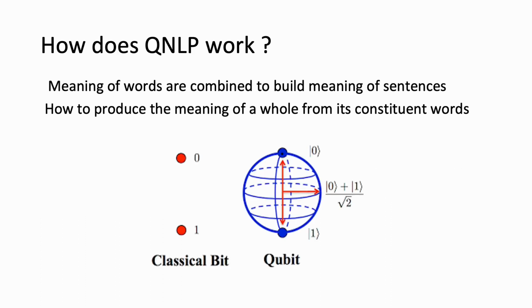So, how does QNLP even work? We know that the meanings of words are combined to build the meaning of sentences, but how do we produce the meaning of the whole from its constituent words? I initially explained the difference between classic bits and qubits. Now consider the example of the word bank. The word bank has two meanings. It can be a river bank or it can be a bank where all the financial activities happen. In classic bits, we will need different combinations for these two different meanings. But in quantum computing, we have a qubit which can hold all these meanings in a single qubit. And these single qubits can be entangled with each other to produce the meaning of the whole.